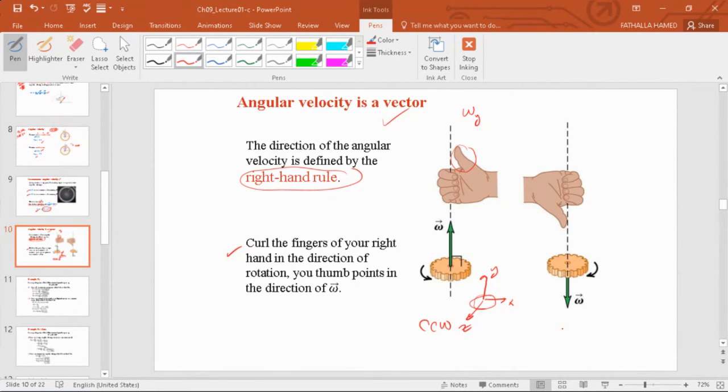Now, if it is rotating clockwise, this way, well, when you try to curl your fingers, you find out that's the only way that you can curl them, and the thumb will be pointing where? Will be pointing down. You're still rotating around the y-axis, but in this case, we'll say the negative y-axis. Is this clear? So that's how you decide on the direction of your angular velocity as a vector.